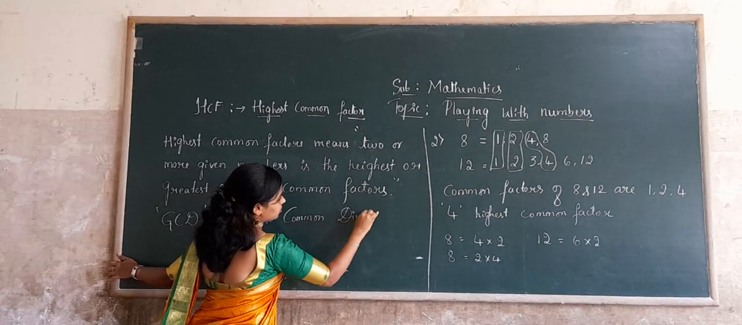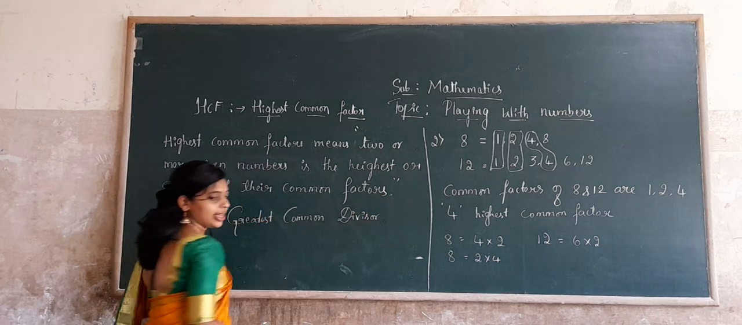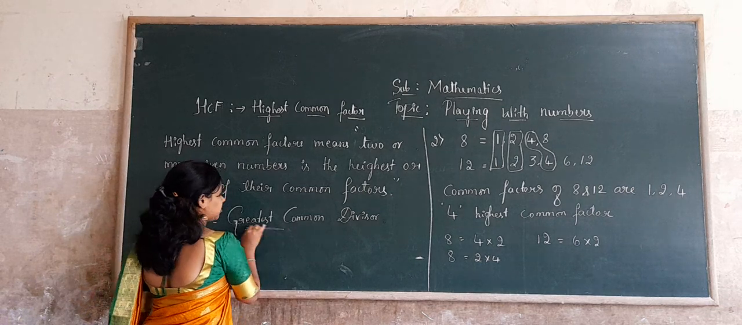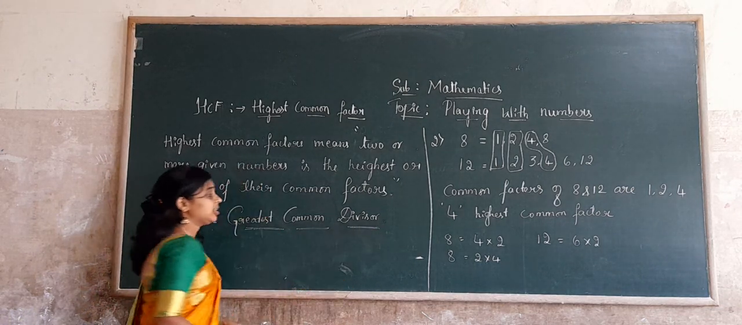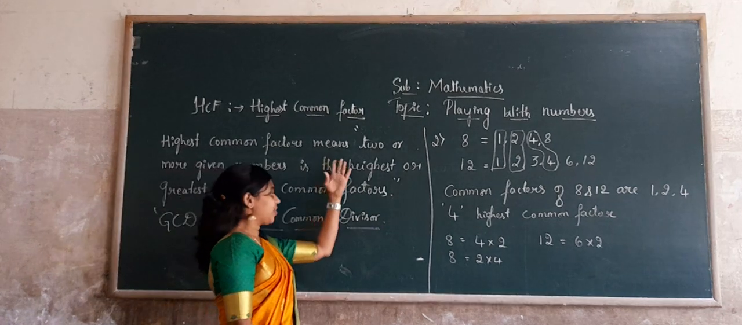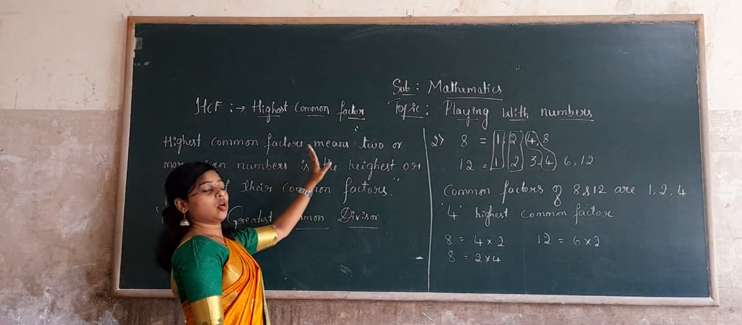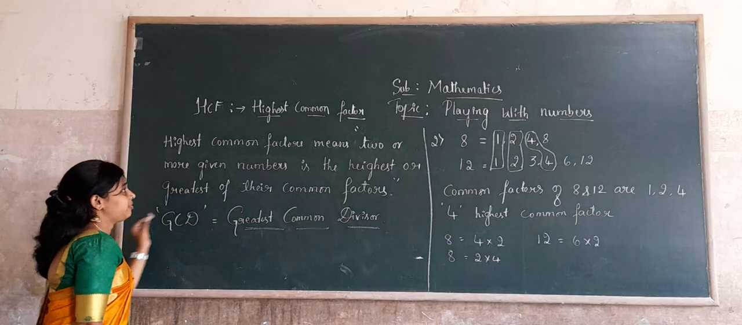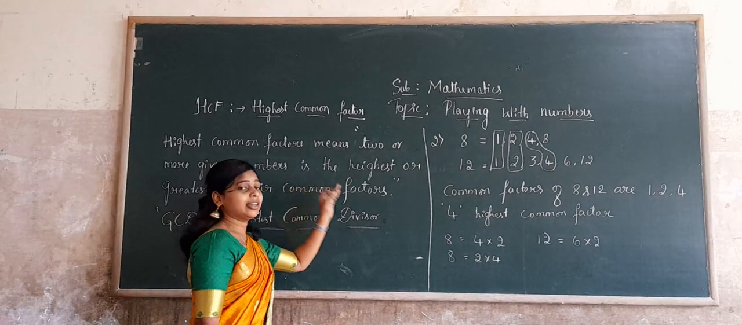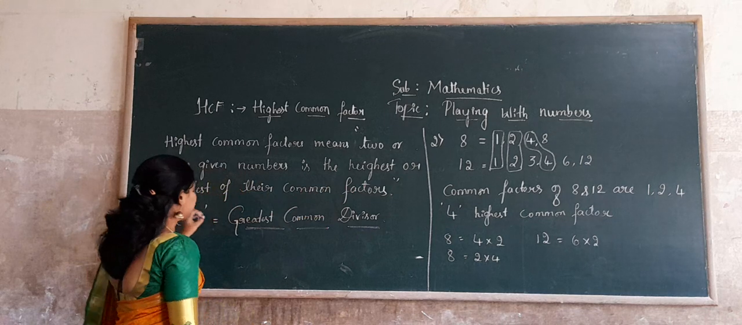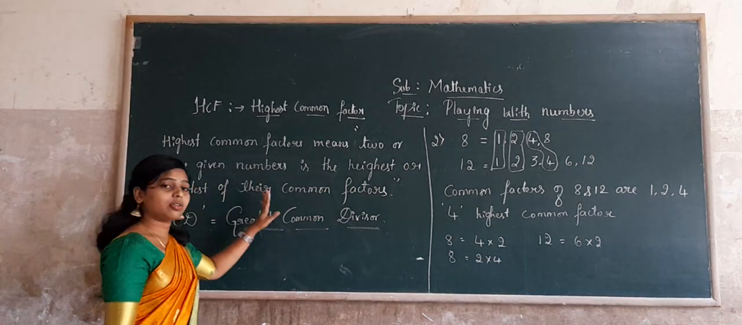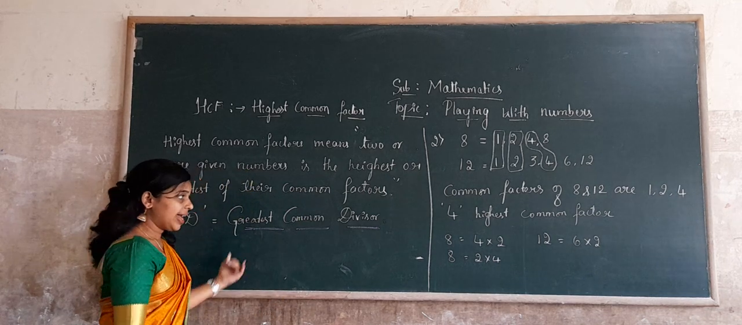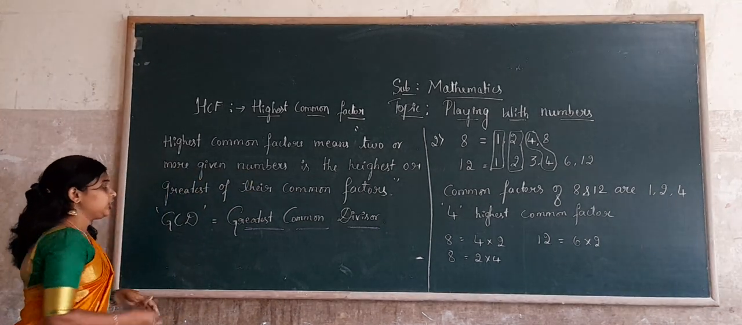HCF is also known as greatest common divisor. Here, divisor is the same as the factor, and common is the same as common. Greatest means it is highest. So, HCF of two or more given numbers is the highest or greatest of their common factors. This is about HCF.